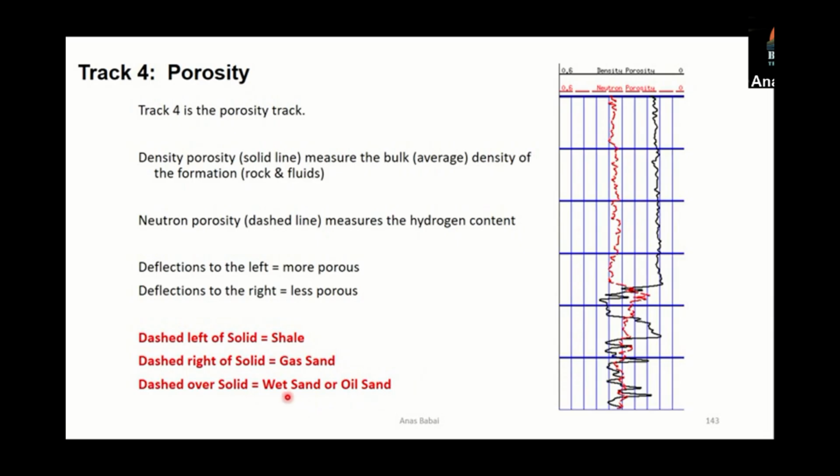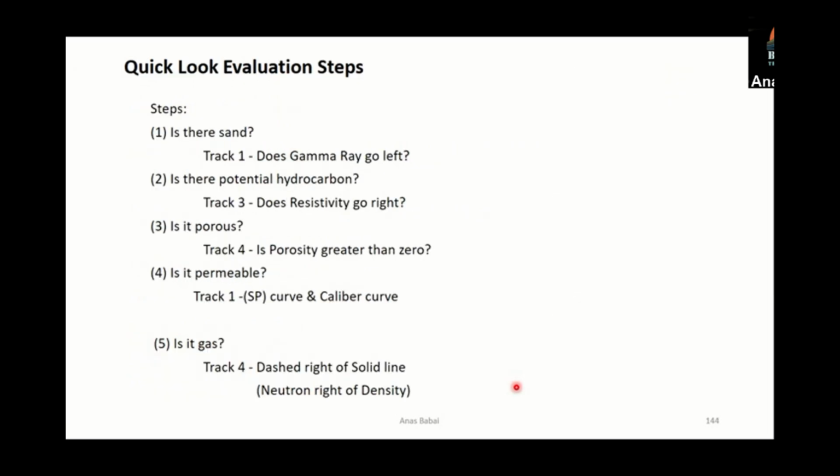And how will we differentiate whether it's wet sand or oil sand? We will check, of course, the resistivity response. It will give us a clue whether the fluid inside is oil or water. So to summarize, the separation will give us an indicator of whether it's gas or not, and if they are overlaying, it's either water or oil, and in this case we will differentiate using the resistivity log.